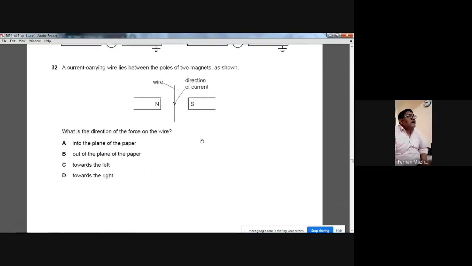The next one, a current carrying wire lies between two poles of the two magnets as shown. What is the direction of the force on the wire? We will use the left hand rule, FBI, FMC. Because the current is going downward, the magnetic field is from north to south, and my thumb is pointing out of the screen, out of the plane of the paper. So for 32, B choice.